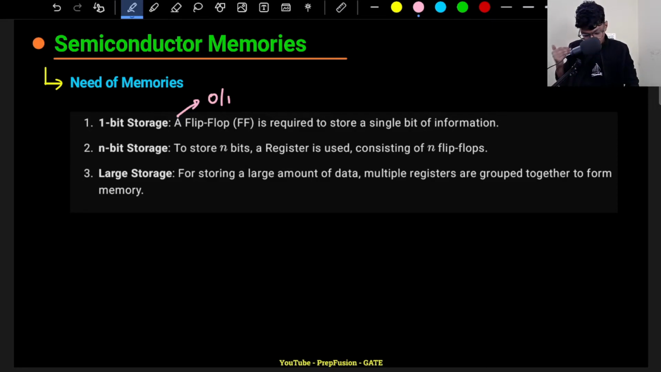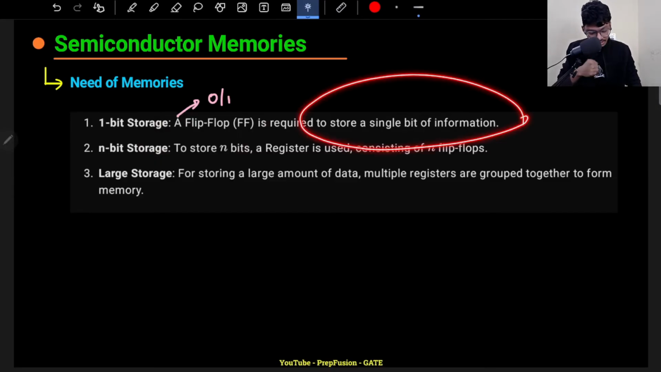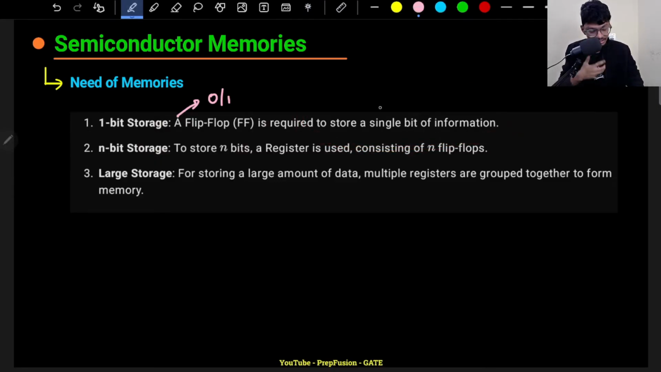So 1 bit storage is simply a flip-flop, which stores a single bit of information. You can consider this as a D flip-flop. I will take an example as well, don't worry. But I hope you have studied digital electronics.